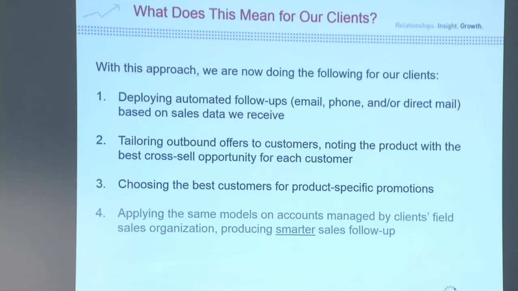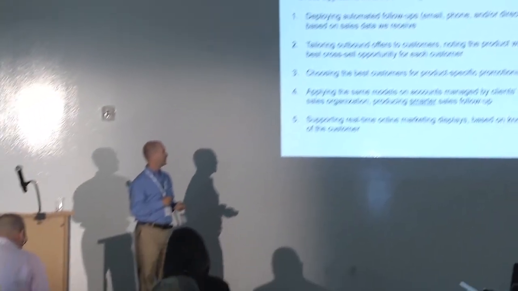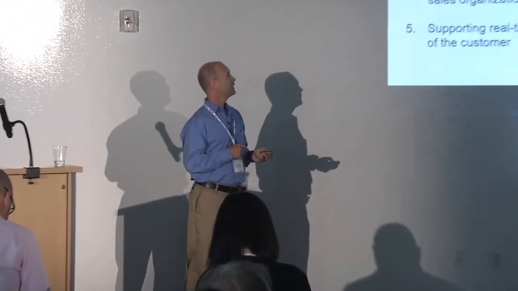So, again, just to reemphasize, what does this mean for our clients? What are we doing? We're deploying these automated follow-ups that I talked about. We are tailoring the outbound offers to the customers, and also the products, if we're doing product-specific promotions, seasonal promotions, or what have you. We can apply these same models on clients' field sales managed organizations, and then push that information out to them for recommendations. And we can support the real-time marketing displays, like I was just showing you on the prior page, based on our knowledge of who that customer is.